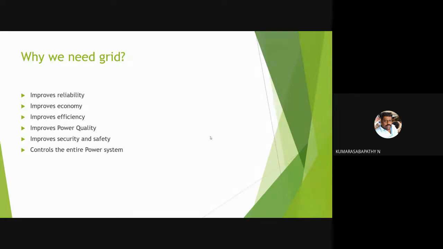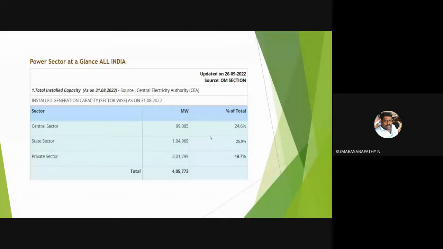Also, the power sector in India is mainly governed by the Ministry of Power. There are three main power sectors: generation, transmission, as well as distribution. As far as generation is concerned, it is mainly divided into three sectors: central sector, state sector, as well as private sector. So these three sectors are generating power.